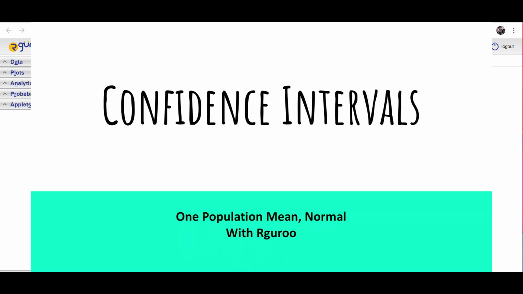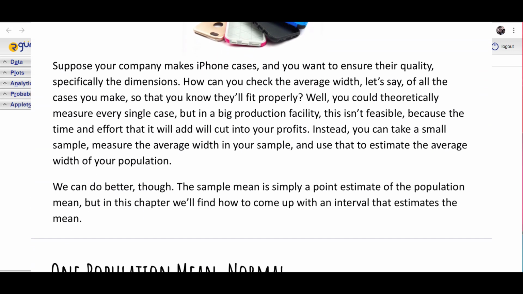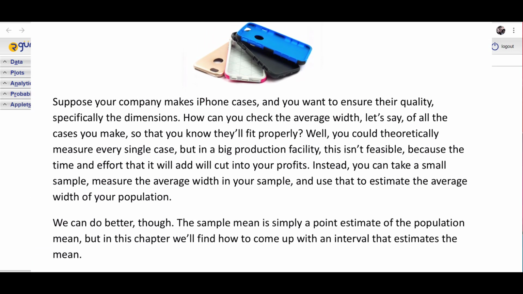In this video, we're talking about confidence intervals, one population mean, normal, with Rguroo. Suppose your company makes iPhone cases and you want to ensure their quality, specifically the dimensions. How can you check the average width, let's say, of all the cases you make so that you know they'll fit properly? Theoretically, you could measure every single case, but that is definitely not a feasible thing to do.